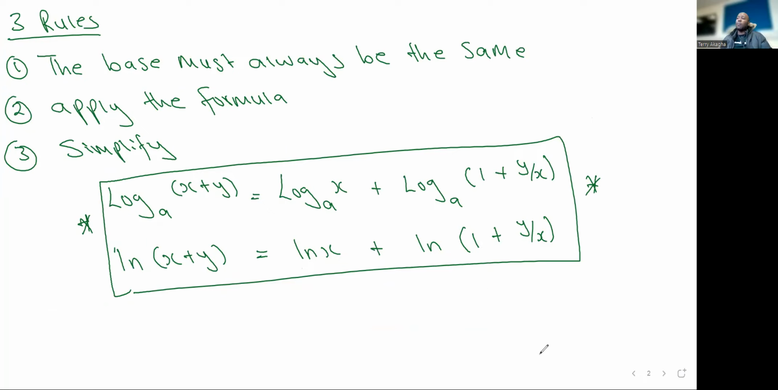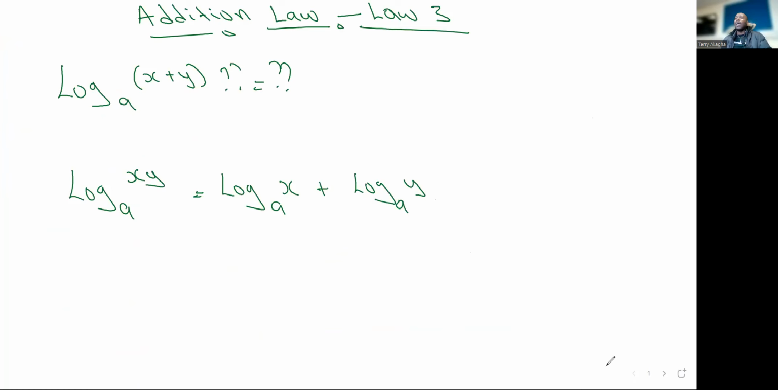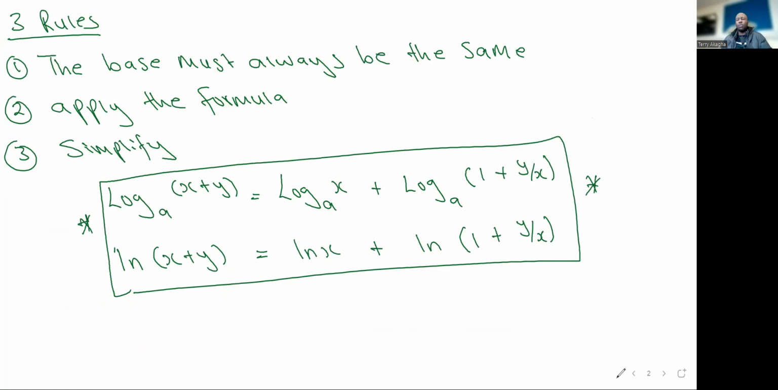The next one I'm going to talk about is the subtraction law. That will be the fourth law in the series.